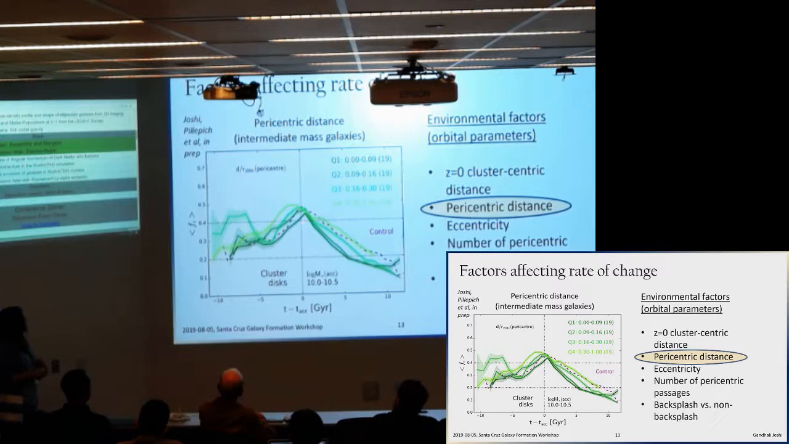So you can see that these 4 green lines are quartiles of pericentric distance, which is the closest distance the galaxy's ever had to the cluster center. And as you would expect, probably, the galaxies that have had the closest pericentric passages are the ones that evolve fastest. The galaxies that have had the farthest pericentric distances evolve slower on average.